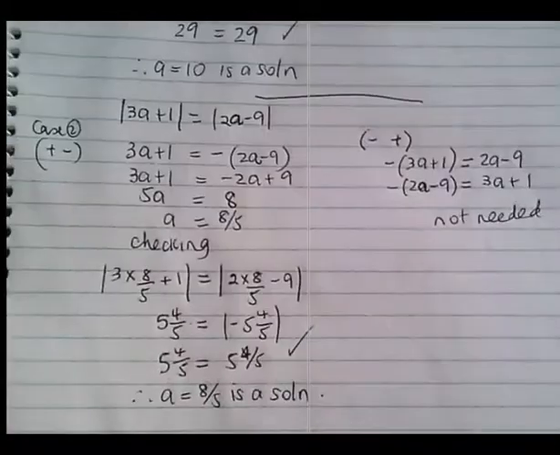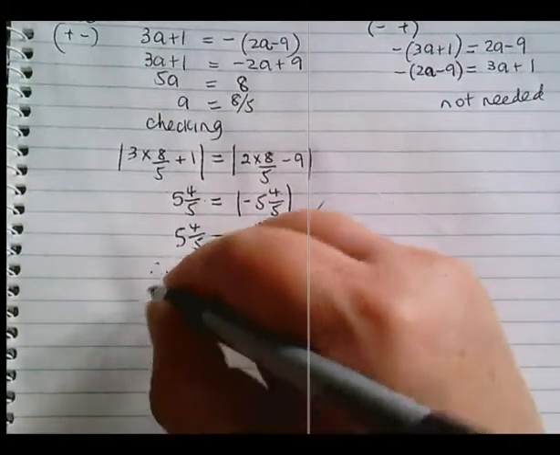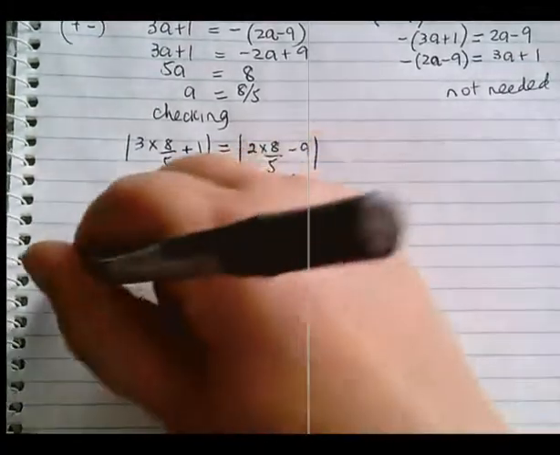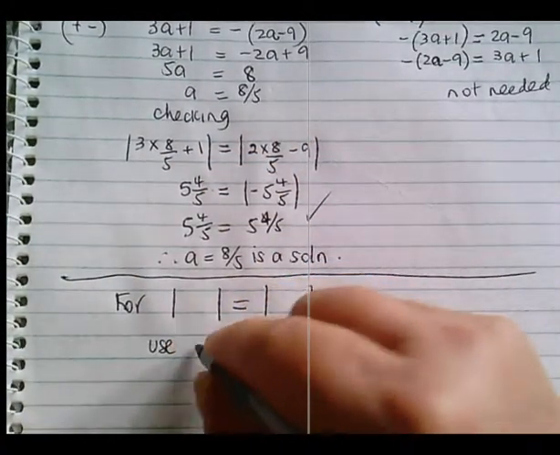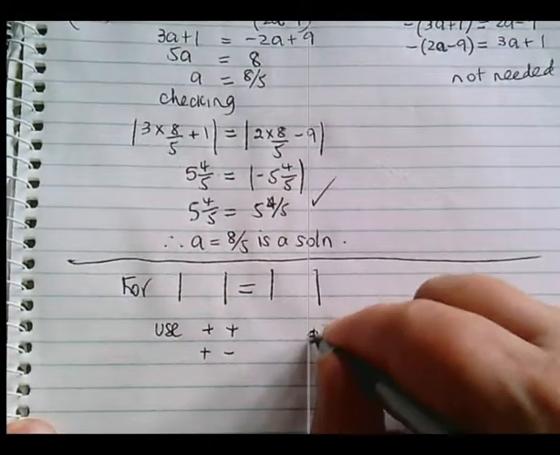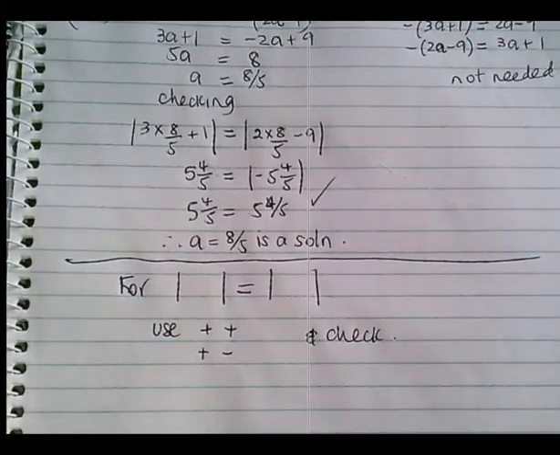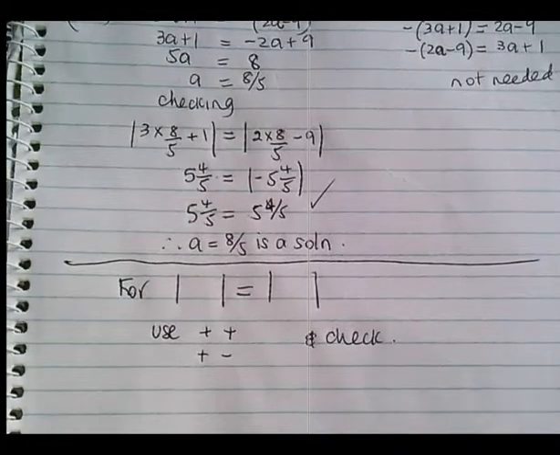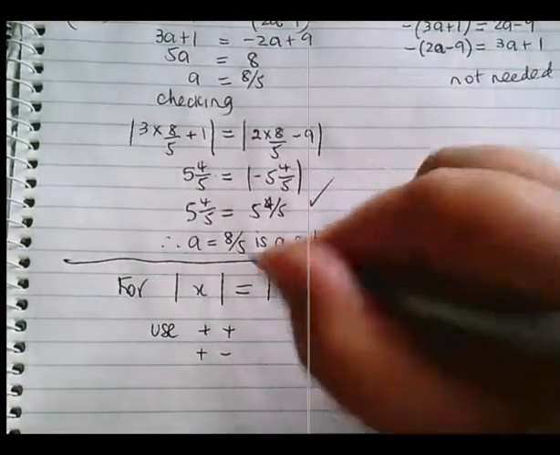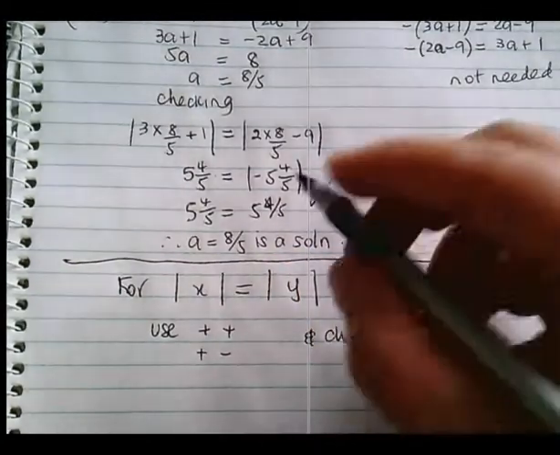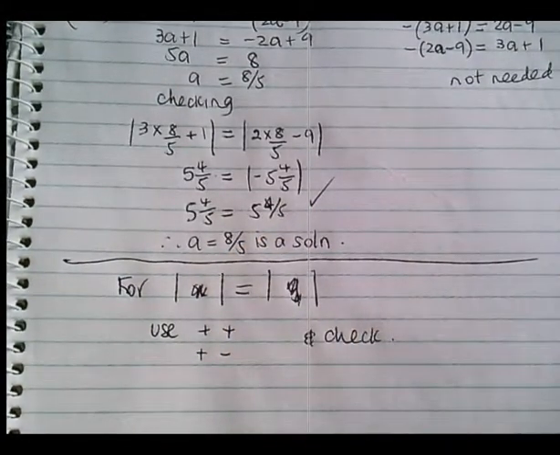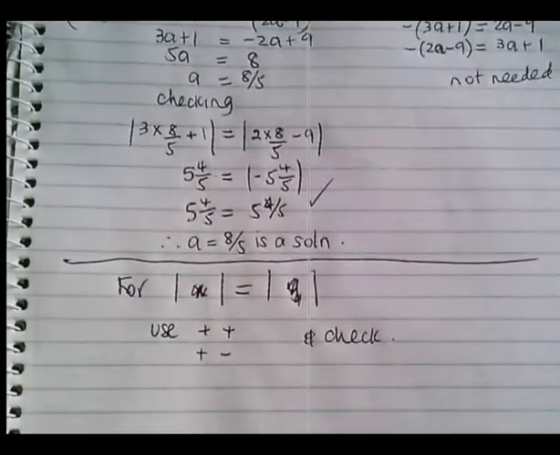Okay? So let's just write a little summary. For absolute value equals absolute value, to solve those, use plus plus and then just plus minus and check. I'll just go x, absolute value of x equals absolute value of, or whatever. You wouldn't really do it with y, but absolute value of something equals absolute value of something else. Use plus plus and plus minus and check.